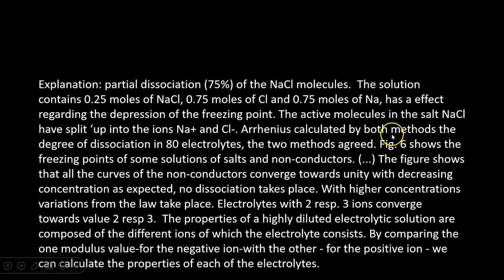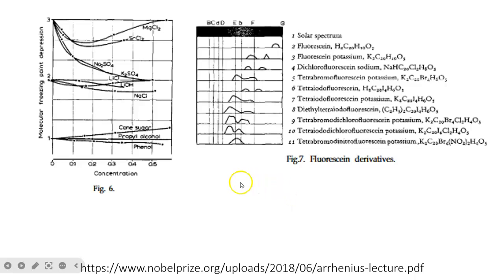Arrhenius calculated by both methods the degree of dissociation in 80 electrolytes. The two methods agreed. Figure 6 shows the freezing points of some solutions of salts and non-conductors. The figure shows that all the curves of the non-conductors converge towards unity with decreasing concentration, as is expected. No dissociation takes place.